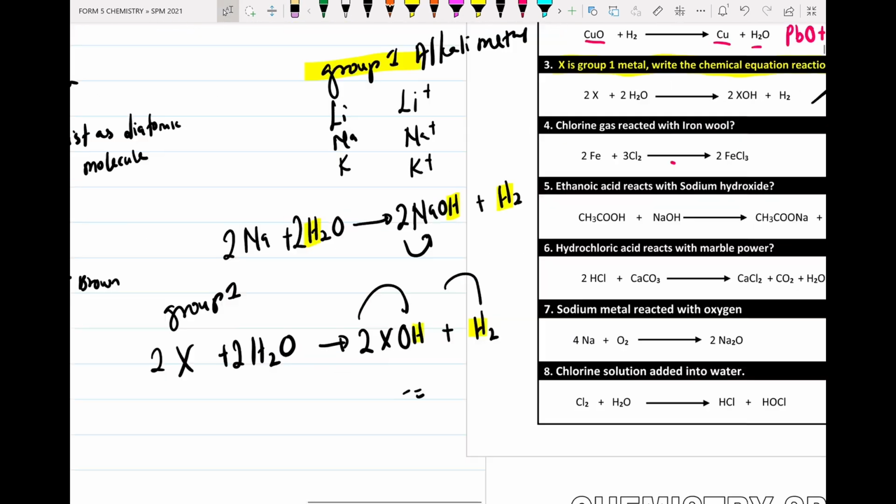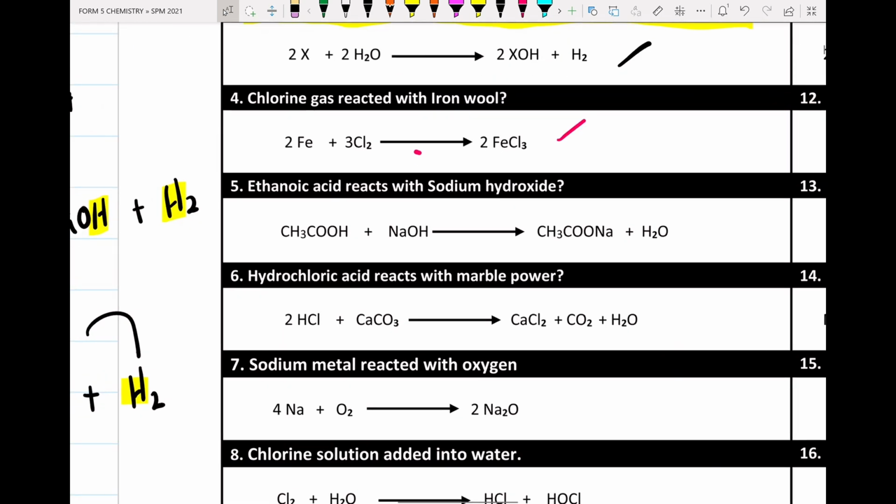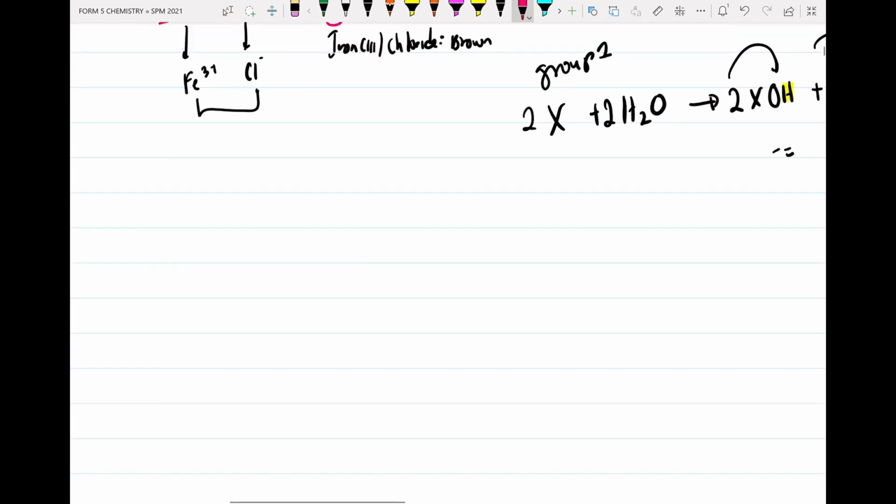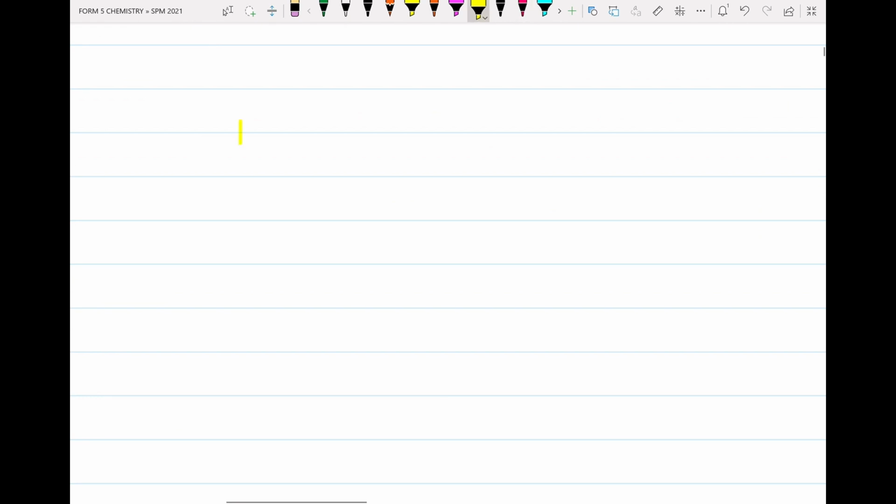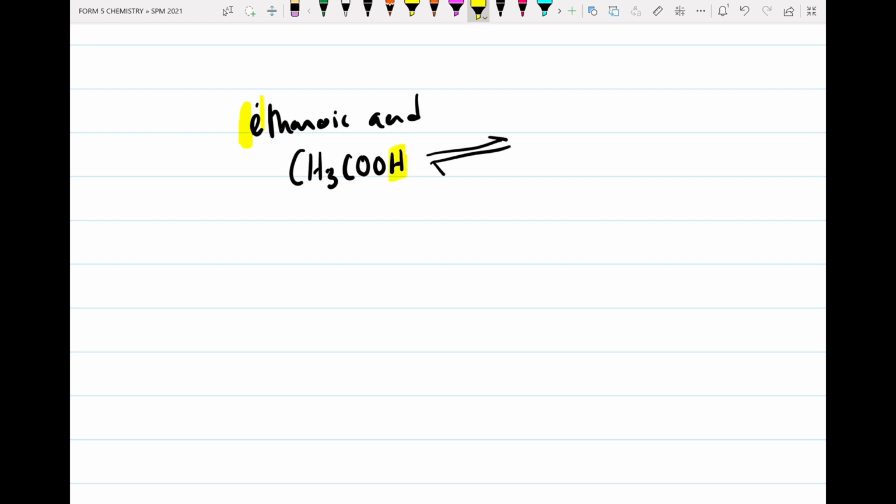All right, so we go for the next one. You already wrote this one. Ethanoic acid. Remember one more acid. Ethanoic acid is an organic acid, so I'll write down here. The formula of ethanoic acid is CH3COOH. It will ionize partially in water, and the hydrogen ion at the behind will break. It will produce ethanoate ion plus hydrogen ion.